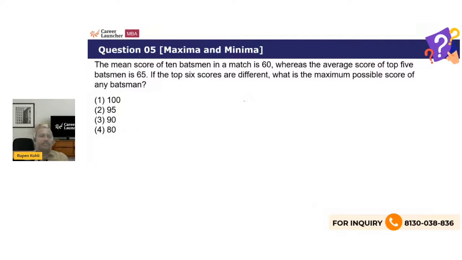Well, so let's see. The mean score of 10 batsmen is 60, whereas the average score of the top 5 batsmen is 65. So 60 into 10, 600 is the sum of the scores of all the batsmen.